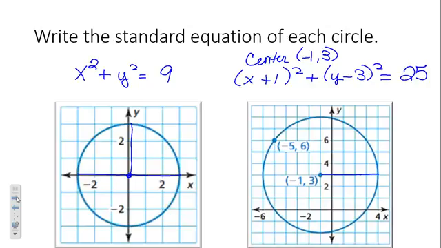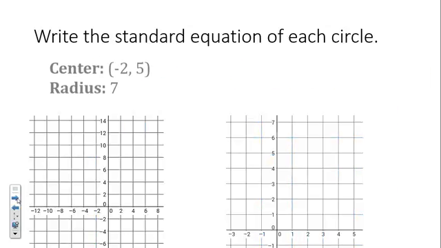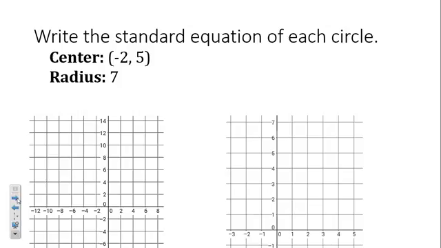So we change the signs of the center when we plug it in, and then we use r squared on the other side of the equation. Okay? So what if we have a circle with a center at negative 2, 5, and a radius of 7? Emmanuel, what's my equation going to say?